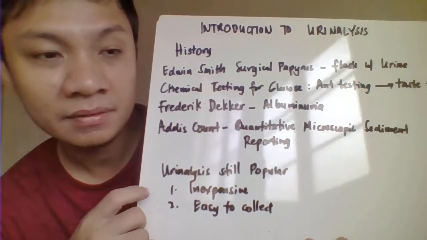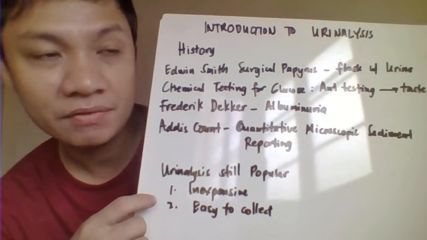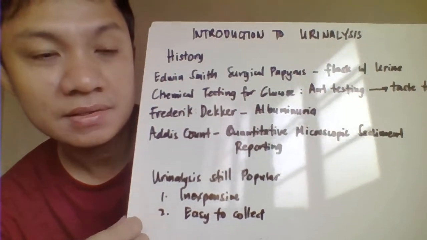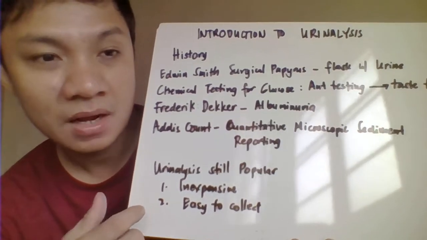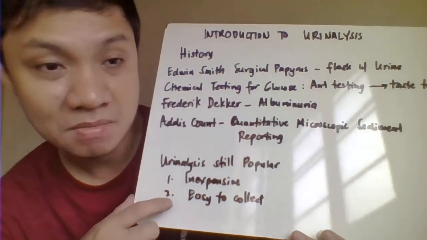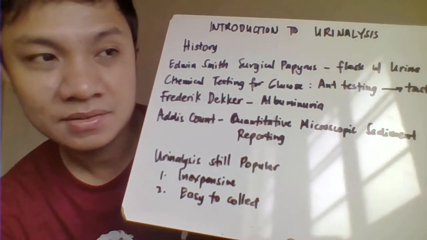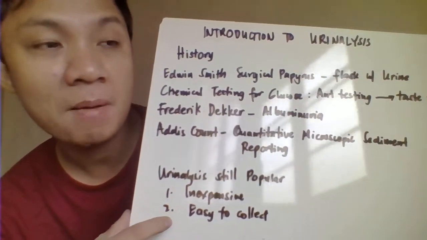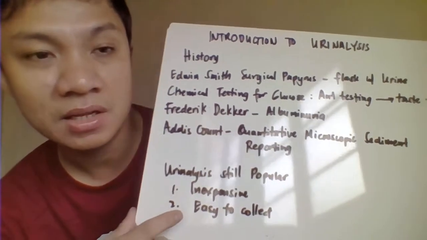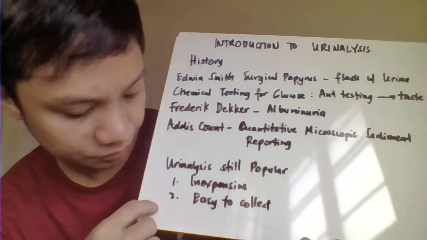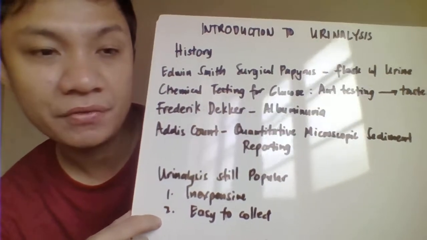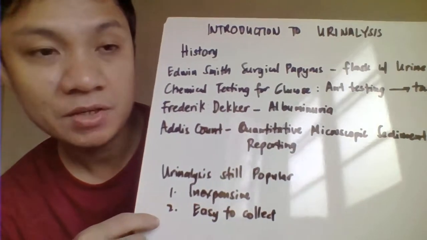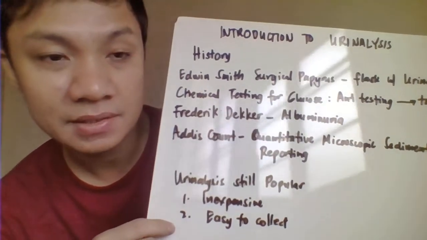Because, number one, the procedure itself is very inexpensive. However, the result of the urinalysis provides information on different metabolic functions of the body of the patient. It's not that expensive a test procedure, but it would provide us with several pieces of information about the functions in your body. Second, it is still popular because it is easy to collect. Anytime of the day you can collect the urine, and eventually it becomes your sample for urinalysis.